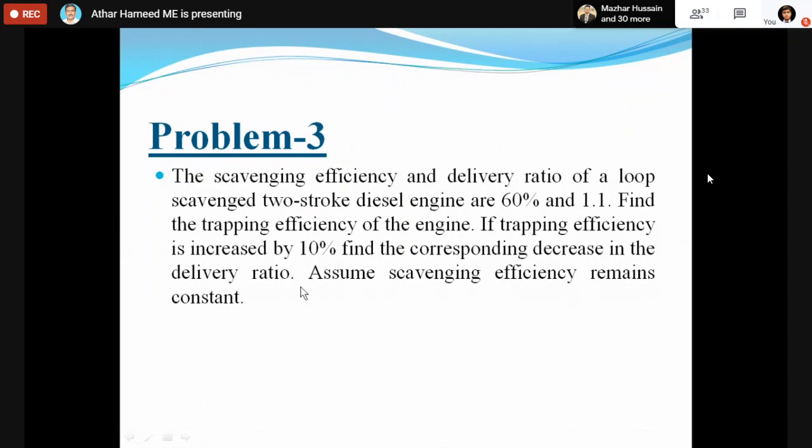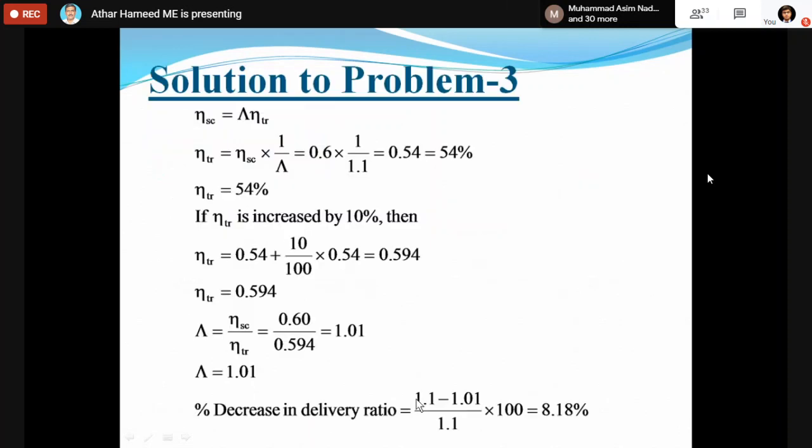क्योंकि आपने ग्राफ में देखा है कि जब अगर हम zoom करते हैं scavenging efficiency remains constant, ये उतनी रहे जितनी पहले थी, तो लाज़मी बात है कि we know that scavenging efficiency is equal to delivery ratio times trapping efficiency. तो जब trapping efficiency को हम इंक्रीज करते हैं तो डिलीवरी रेशो कम हो जाएगा. सो सबसे पहले मैंने जो बात की थी, स्कैवेंजिंग एफिशिएंसी इज इक्वल टू डिलीवरी रेशियो टू ट्रैपिंग एफिशिएंसी. तो ट्रैपिंग एफिशिएंसी इज इक्वल टू स्कैवेंजिंग इनटू 1 ओवर डिलीवरी रेशियो, और ये आ जाता है 54%.